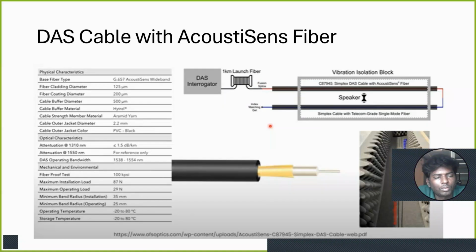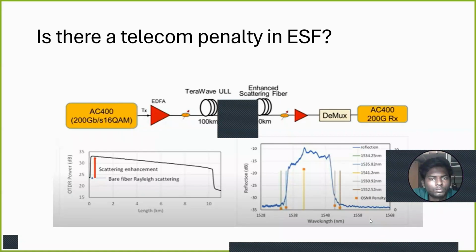DAS cable with Acoustic Sense fiber. We also use Acoustic Sense fibers encased in metal tubes for durability. These cables are rugged, suitable for harsh environments, and can be used in oil fields and along railway lines.